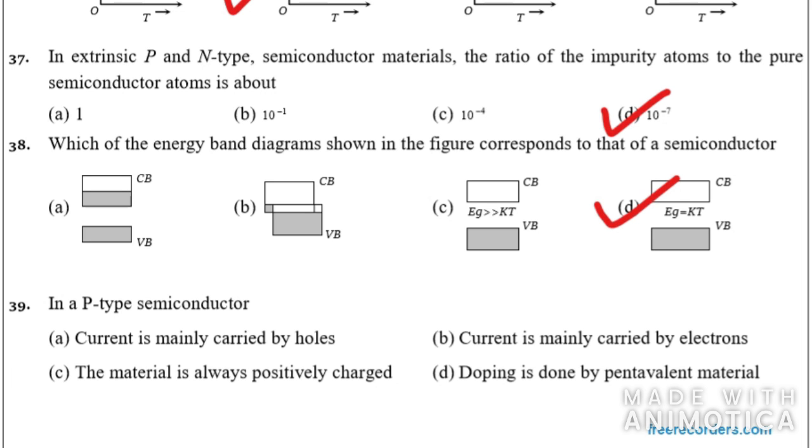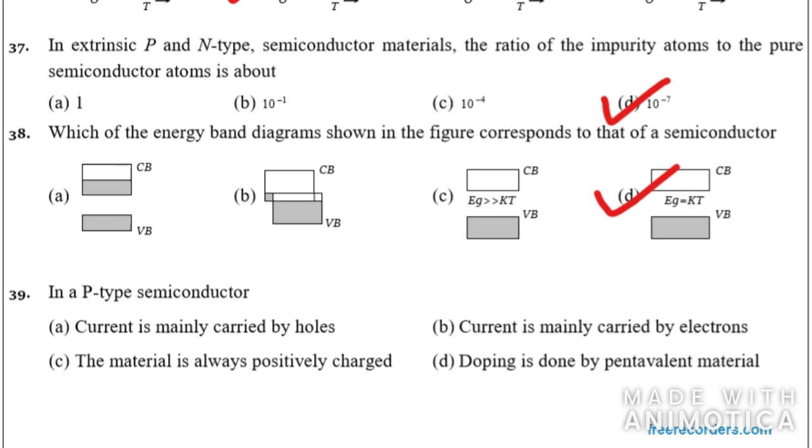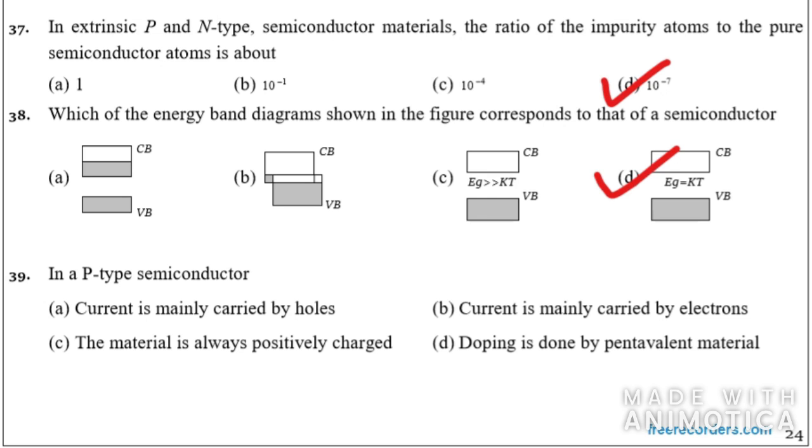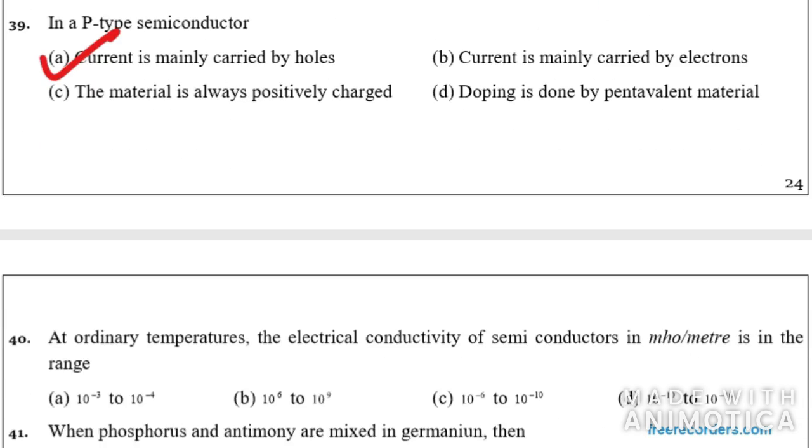39. In a p-type semiconductor, current is mainly carried out by holes. The material is always positively charged. Current is mainly carried by electrons. Doping is done by pentavalent material. So it is mainly due to current is mainly carried out by holes in the case of p-type semiconductor.